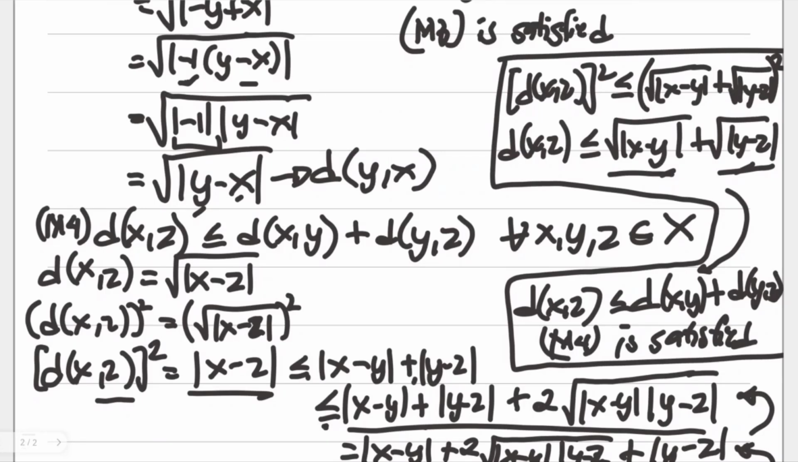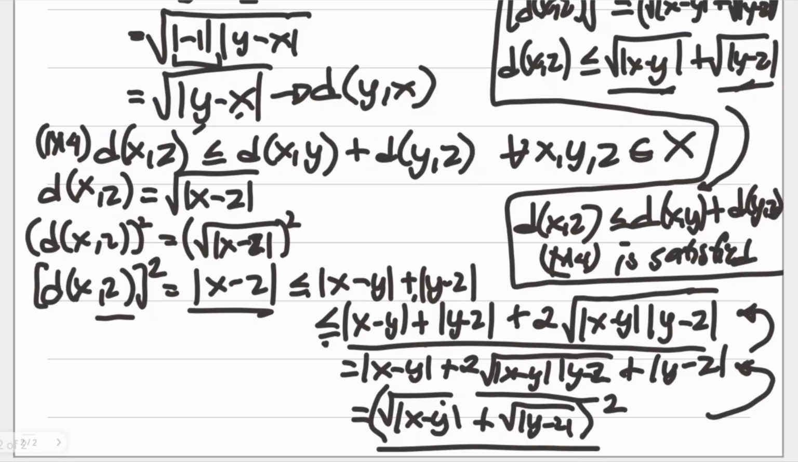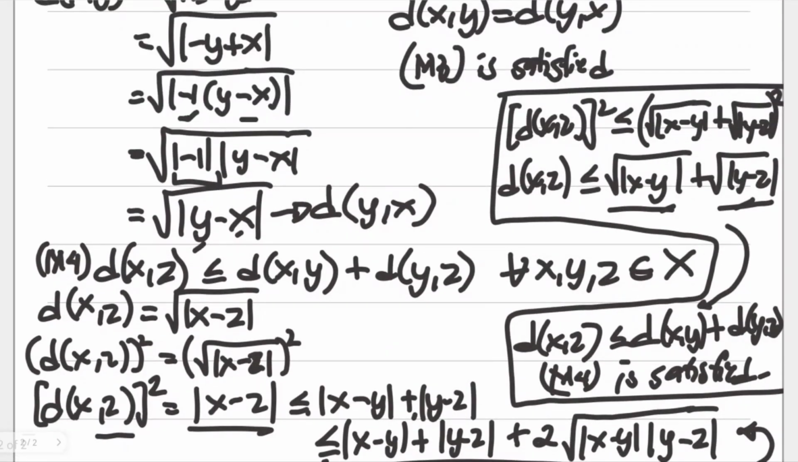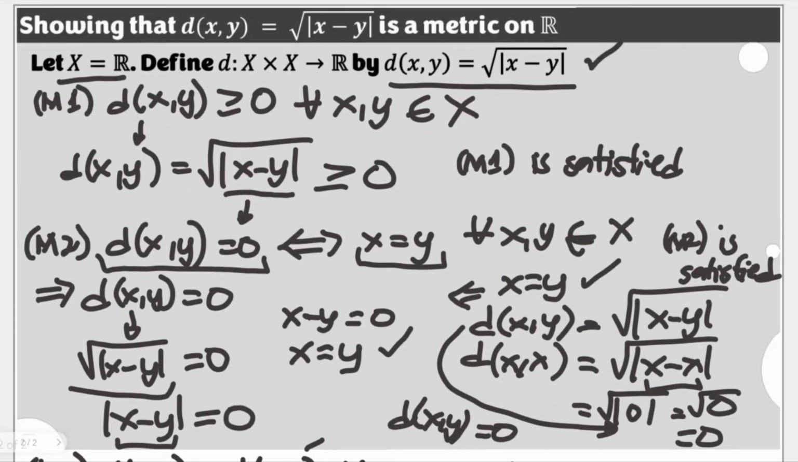So we have satisfied M4. To this one here, we used the idea of exponentiation from earlier for M4 so that we could remove the square root signs, and we have something like this here. Now, since M4 is satisfied, M3 is satisfied, M2 and M1, finally we can say that D is therefore a metric on our X, which is a set of real numbers.